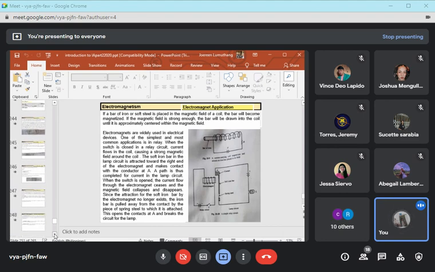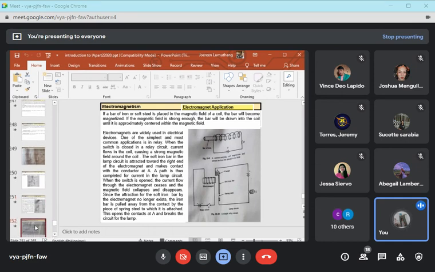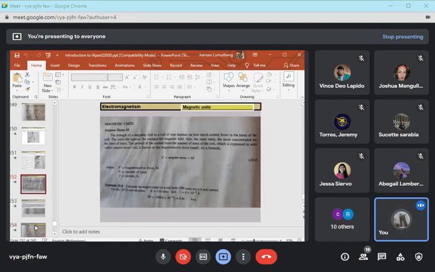Next slide. So where are we now? Here, magnetic units: ampere turns. The strength of a magnetic field in a coil of wire depends on how much current flows in the turns of the coil.